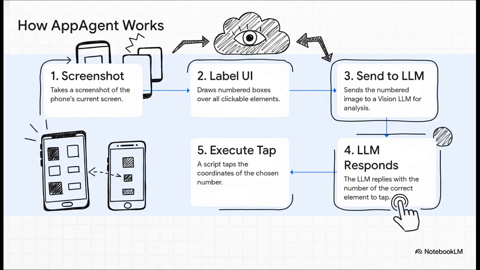So here's how it actually works, step by step. First, a script that's running on a connected computer takes a quick screenshot of your phone. Then, and this is the clever part, because AIs are surprisingly bad at guessing exact pixel locations, it draws these little numbered boxes on top of everything that looks like a button. It then sends that marked up picture to a powerful vision AI and basically asks, hey, to get this task done, which number should I click? The AI just replies with a number, and the script taps those screen coordinates. It's literally like having a robot looking over your shoulder and tapping for you.